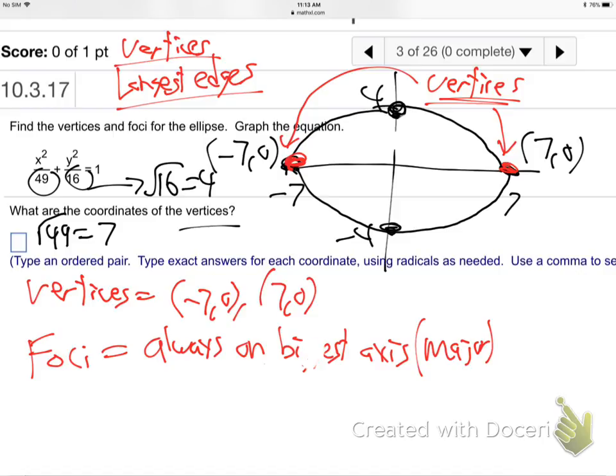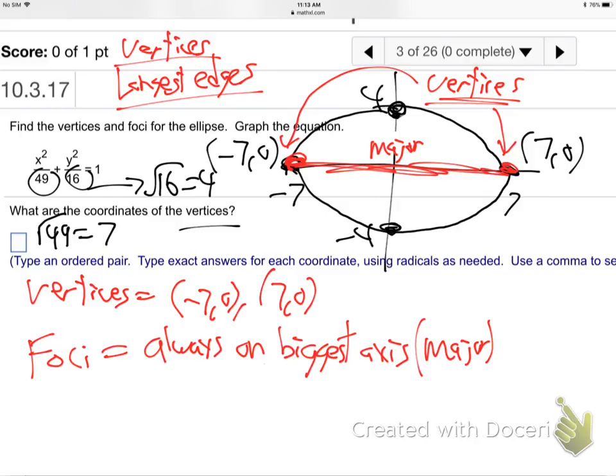Meaning, again, is this ellipse wider or taller? Well, this one's wider. So this is the major axis. The other one is the minor axis for this ellipse. If the ellipse was taller, then the major one would be the up-down axis. So the foci points, first off, always lie on the major axis.